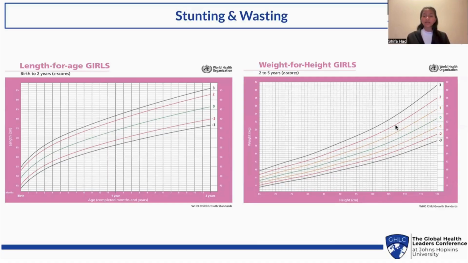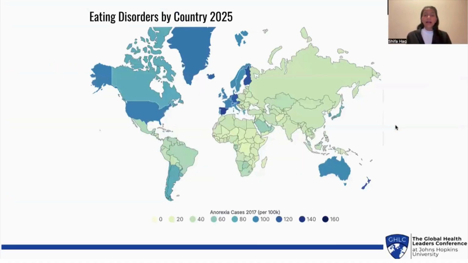However, it is important to note that lack of access to food isn't the only reason why people are undernourished. Eating disorders are also a large contributor to undernourishment cases. Here's a graphic showing eating disorders in 2025 by country. This graphic specifically shows anorexia cases, and we can see that this is most common in the West and in Australia.